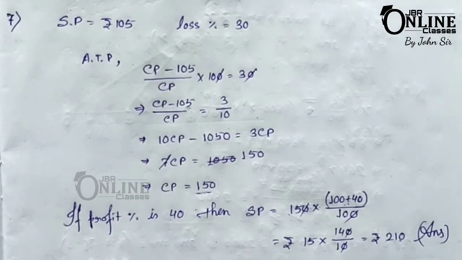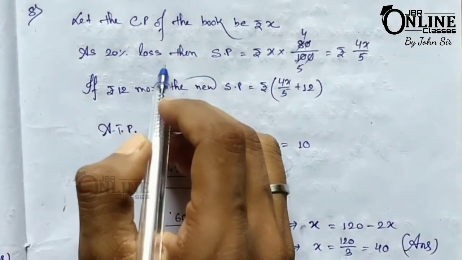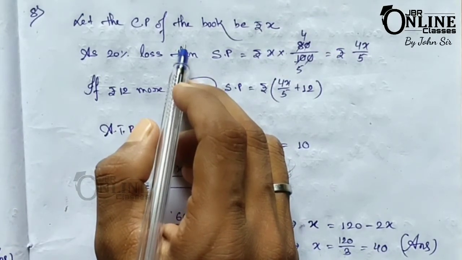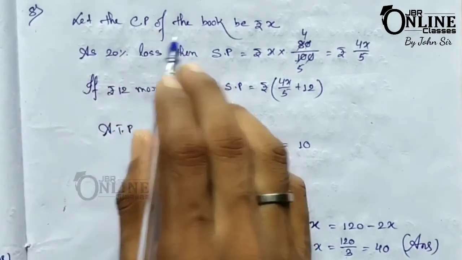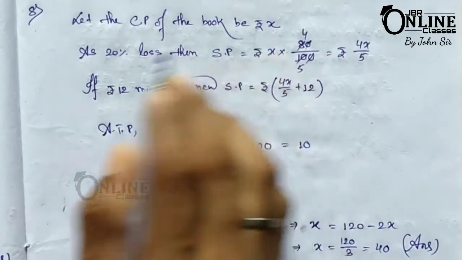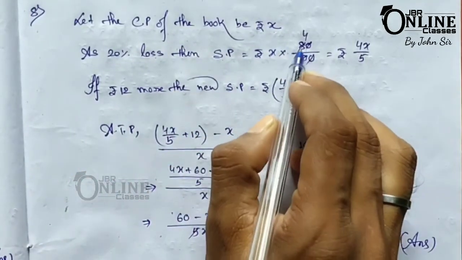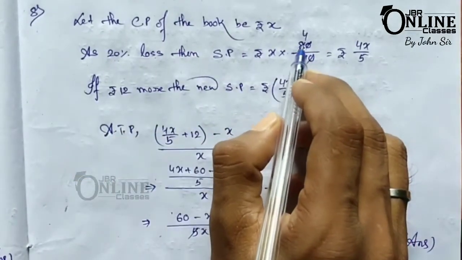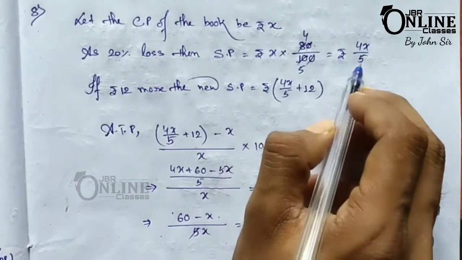Now the next one, sum number 8. A man sold a book at a loss of 20%. If he sold the book for rupees 12 more, he would have gained 10%. Find the cost price of the book. So first let the cost price of the book equal X. Now as 20% loss, then SP equals X into 80, where 80 means 100 minus 20. So 80 by 100, and that equals 4x by 5.